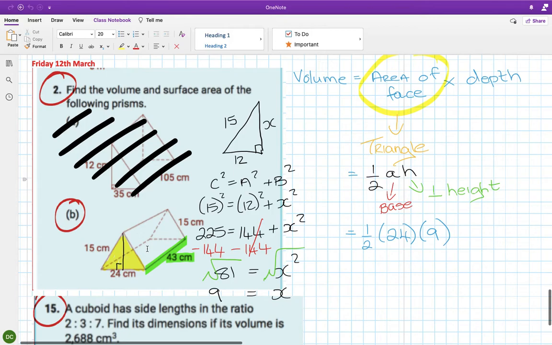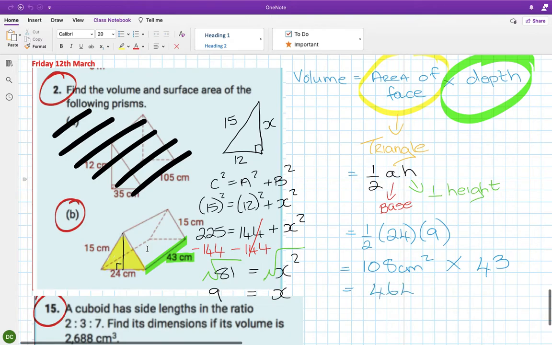So 24 by 9 divided by 2 is 108 centimeters squared for the face. And then I still need to multiply that by the depth. So I multiply my 108 by 43. So that is 4644 centimeters cubed for the volume of that shape.